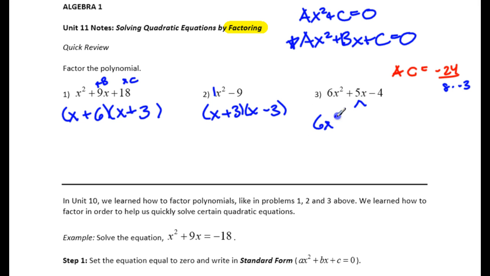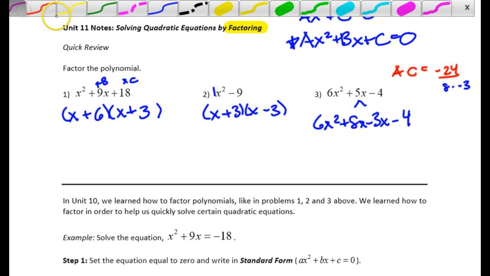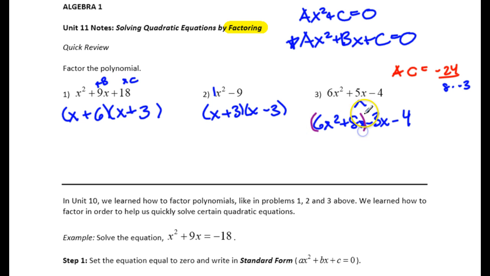So this is 6x squared. Remember, the order doesn't matter, but I'm just going to do the way I have it. Plus 8x minus 3x. These both have to have x's because they come from the x term being split. Minus 4. Alright, so now remember what we're doing is we're 4 terms, so we group it. Factor out from each binomial. I can divide 6 and 8 by 2. X squared and x, I can pull out 1x from both. So 6x squared divided by 2x is 3x. 8x divided by 2x is a positive 4.